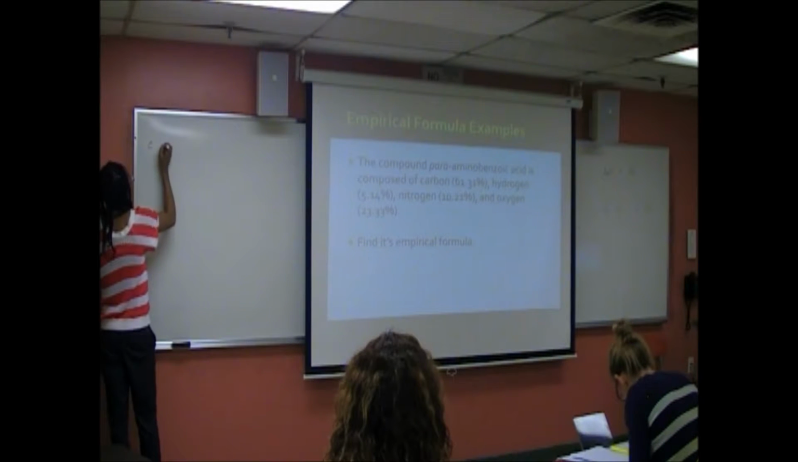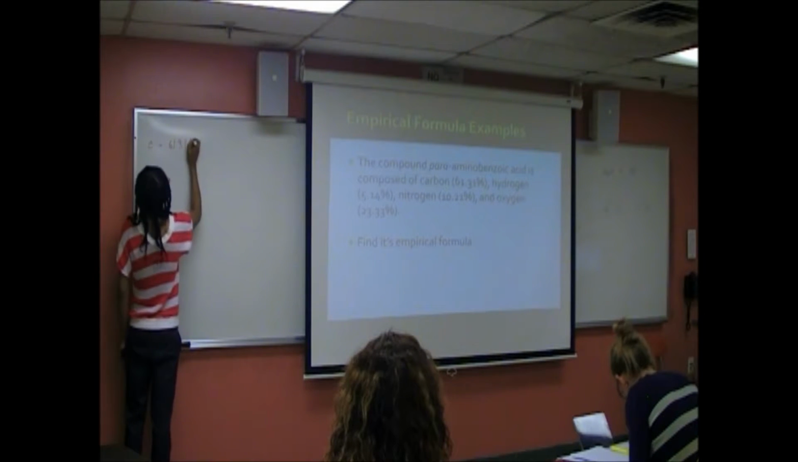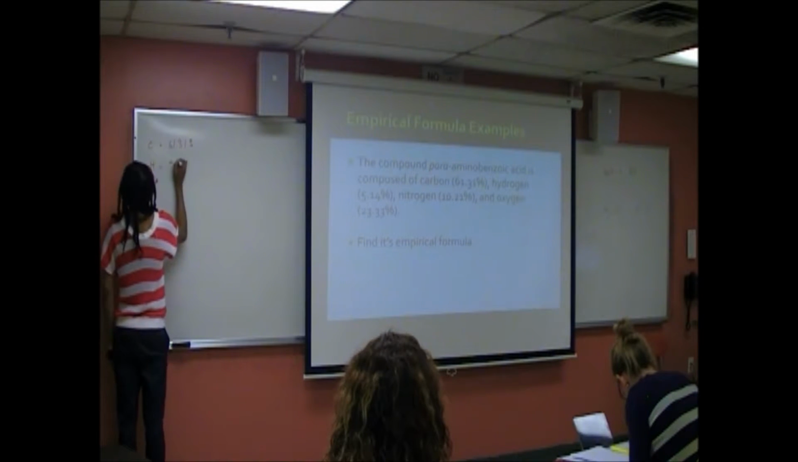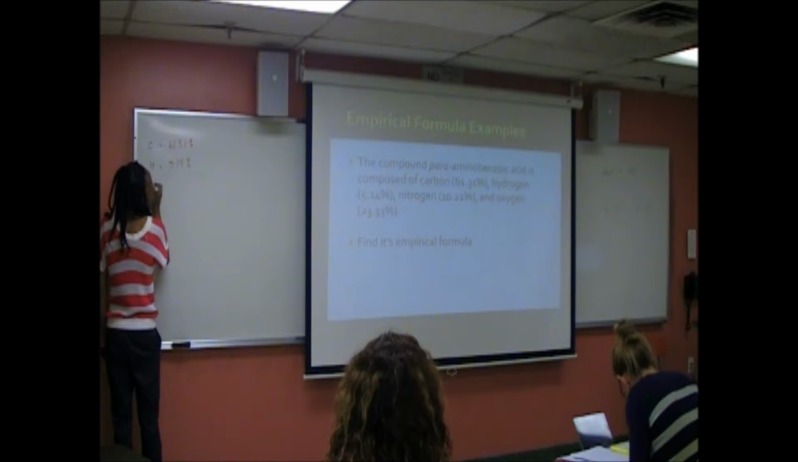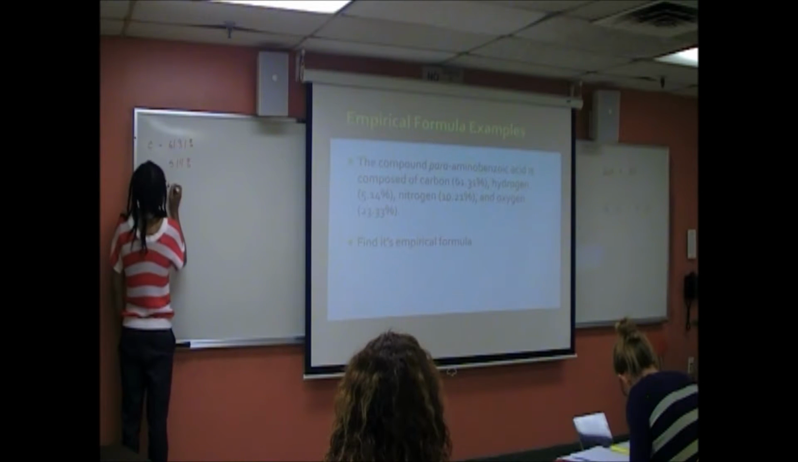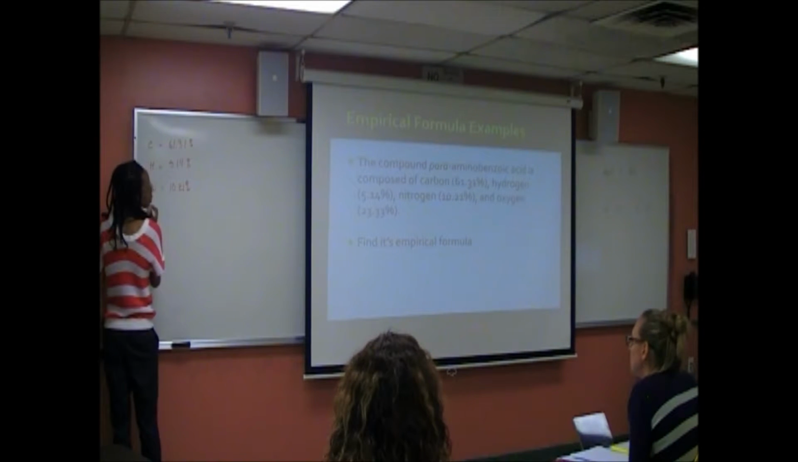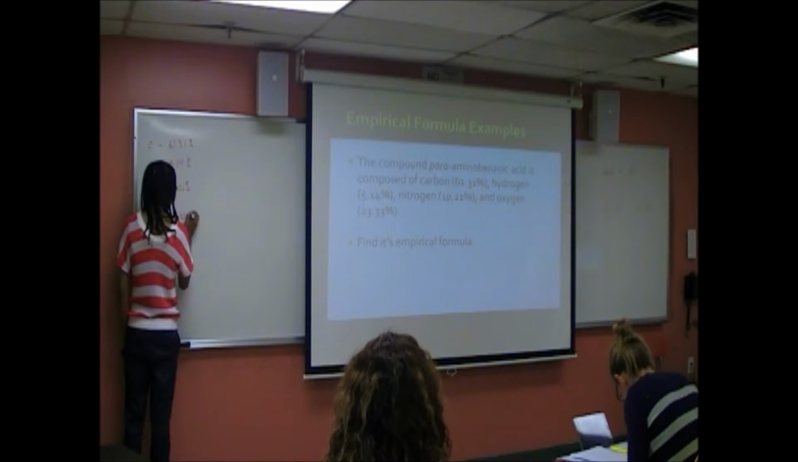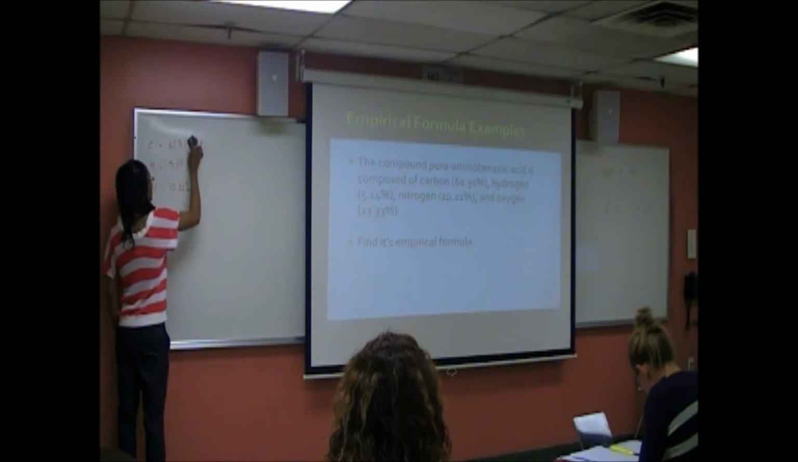So you have carbon. What's the percentage for carbon? 61.31%. What's the next one? Hydrogen, 5.14%. Next one, nitrogen, what is it? 10.21%. Next one, oxygen, 23.33%. Step 2: scratch out all the percent signs and put what? Grams.